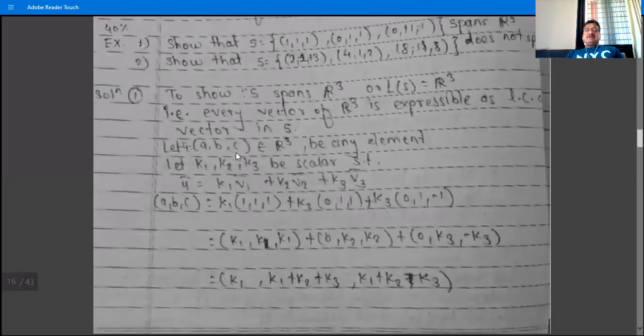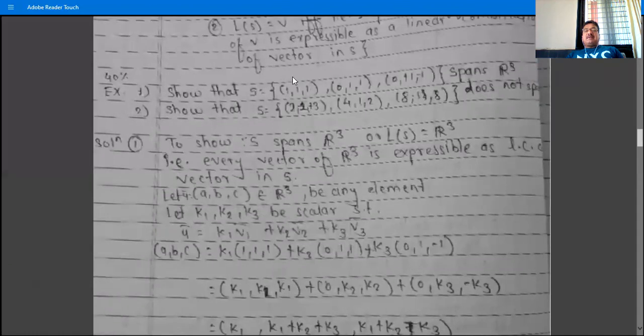So here we have to express this U bar, ABC, as an element of R3, as a linear combination of these three elements. And in the second case, we have to show this ABC is not a linear combination of these three elements, because in the second example we have to show this set does not span R3. So when the set does not span R3, that is, if LS is not equal to R3, or if every vector of R3 is not expressible as a linear combination of vectors in S.